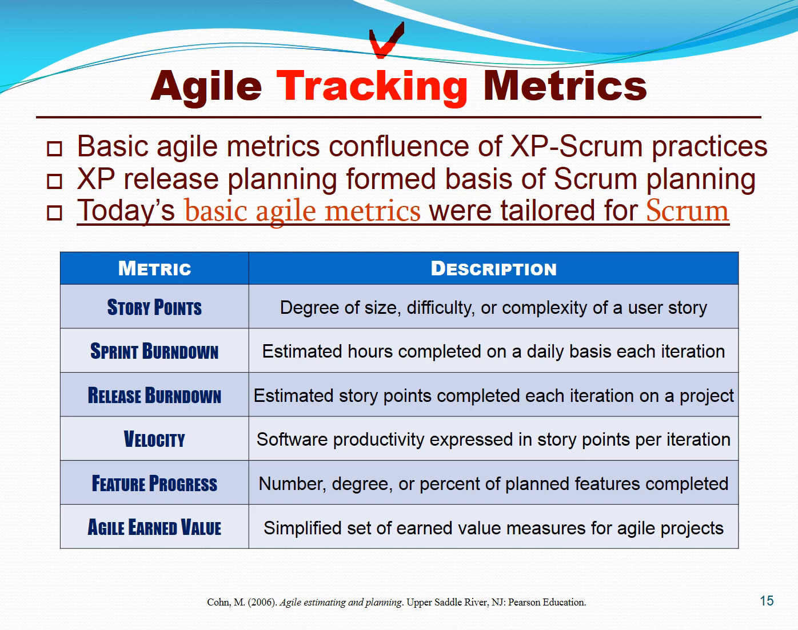Apart from the rather traditional measures we just covered on the previous few slides, there are specific agile tracking metrics like story points, which are very, very popular. Sprint burn down, release burn down, even velocity, which is a form of productivity, feature or epic progress, or even agile earned value is emerging for larger public sector projects.